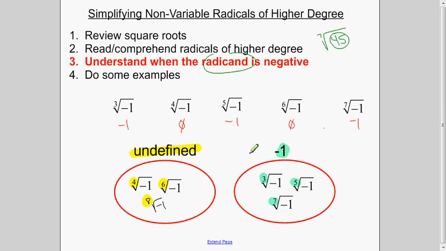So from here we should be able to see that as long as we have the xth root of -1, it's equal to -1 for x is odd. But we're going to get that the xth root of -1 is undefined for x being even.